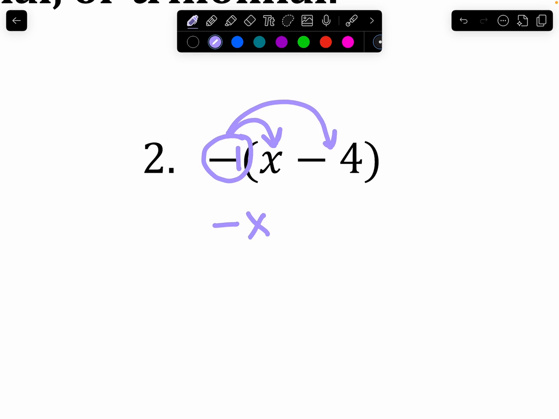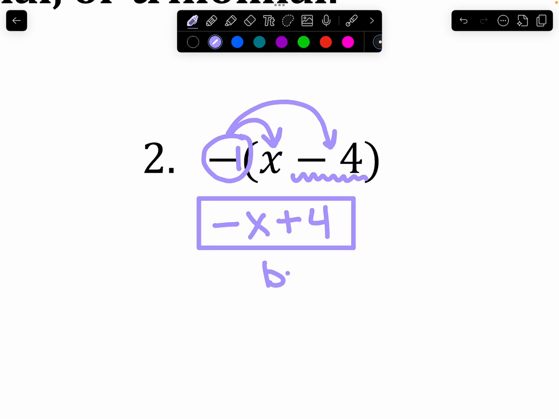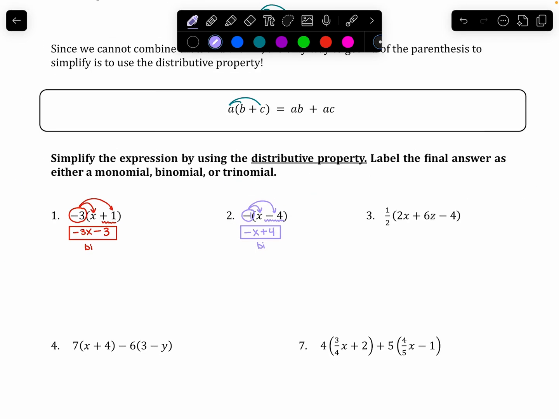Then I will do negative 1 times, this is a negative 4. A negative times a negative is a positive. So negative 1 times negative 4 is a positive 4. I cannot combine those 2 terms together. They are not like terms. That becomes a binomial.